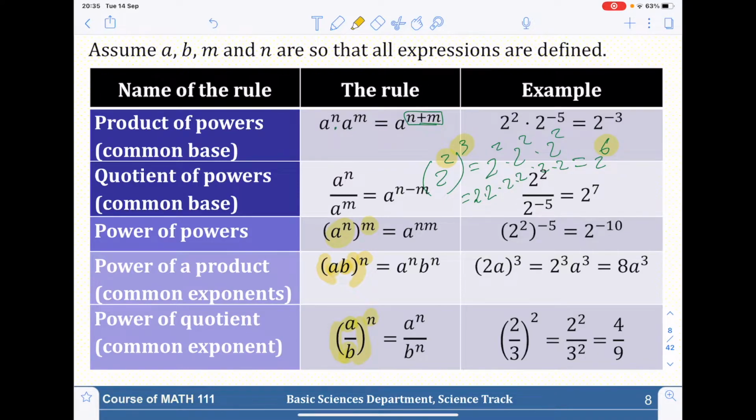Okay, for rule number 4, I have a times b all to the power n. In this case, I can just distribute the power to a and to b, and also in the division, I can distribute the power to a and to b.